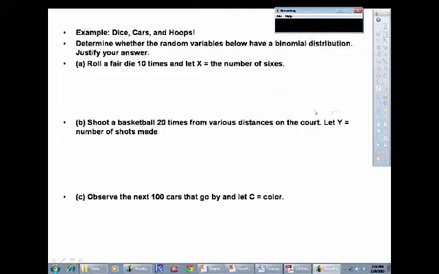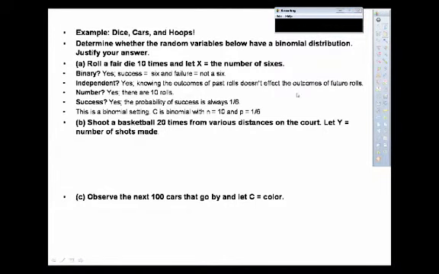Okay. Determine whether the random variables below have a binomial distribution. Justify each answer. Okay. Roll a fair die 10 times and let x equal the number of sixes. Now remember, we're going to be checking bins. So, is it binary? Yes. Success equals 6 and failure equals not 6.